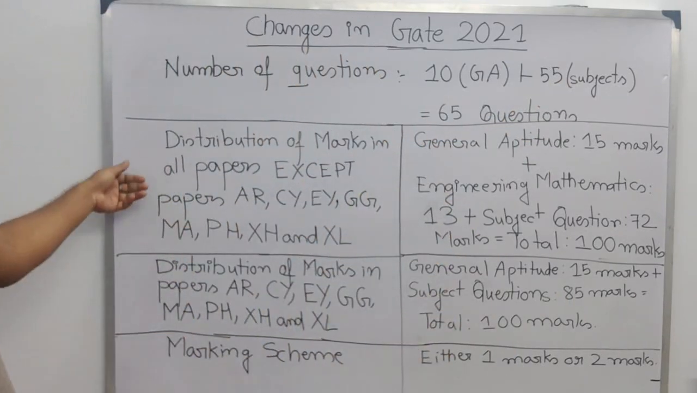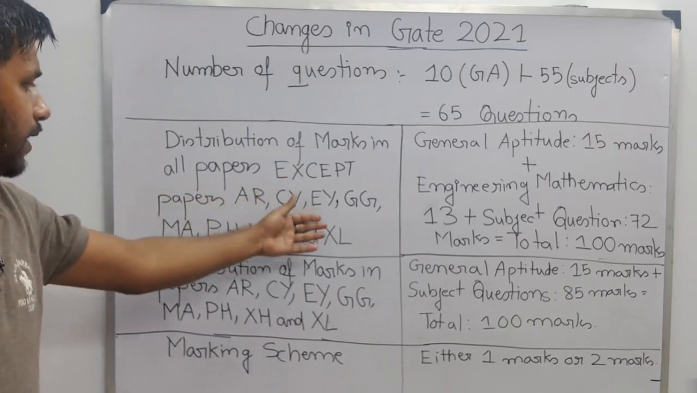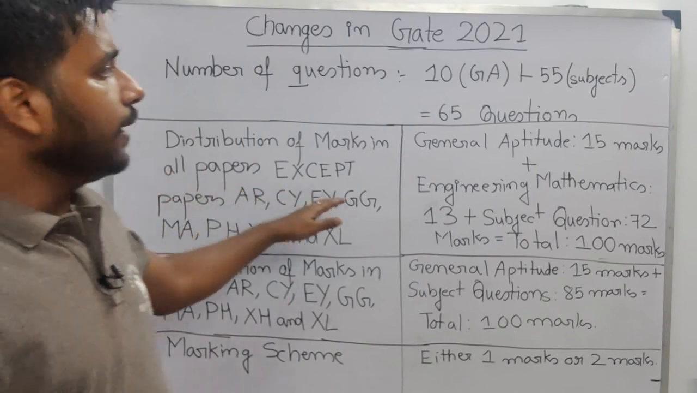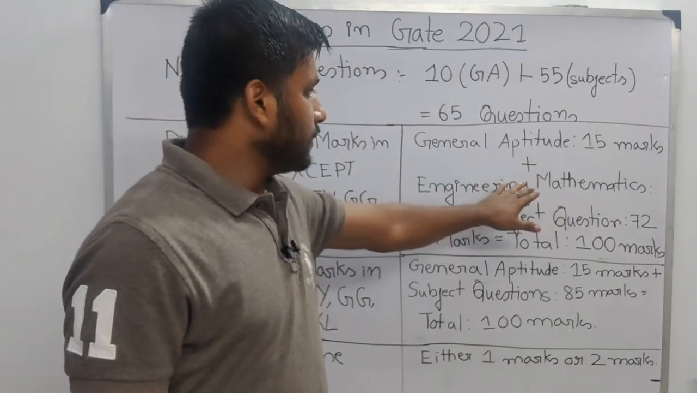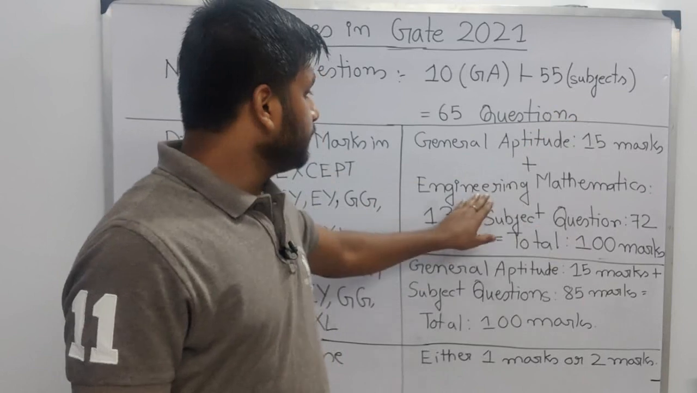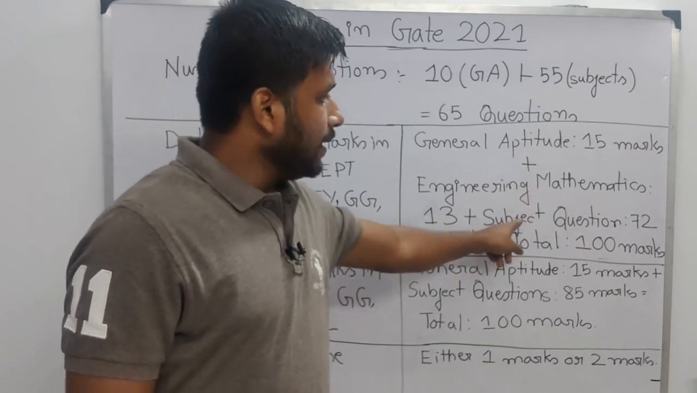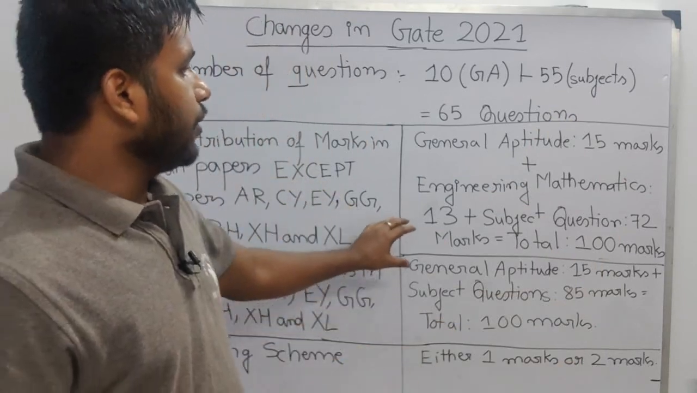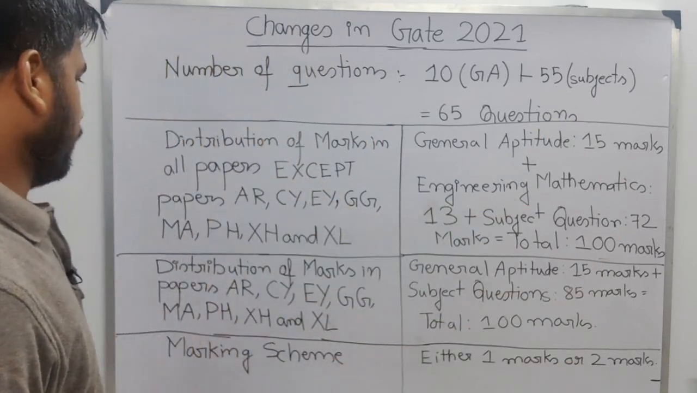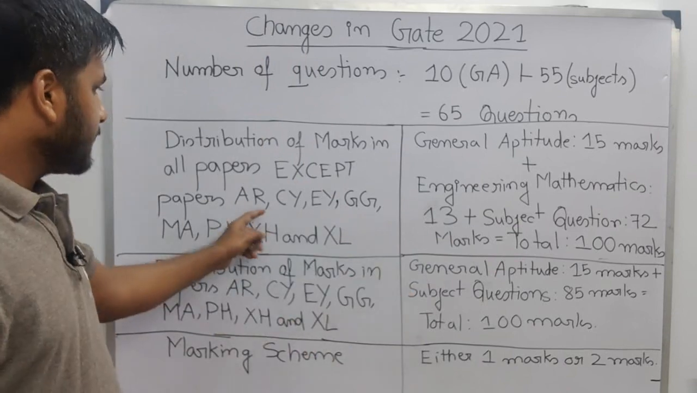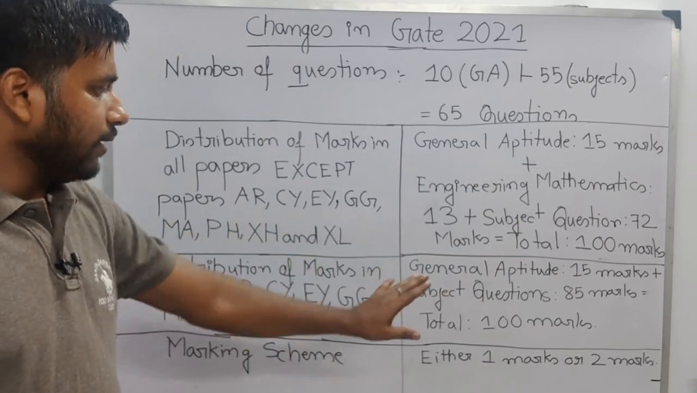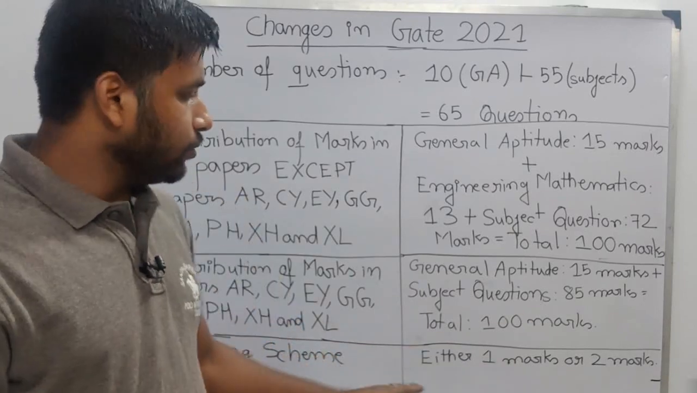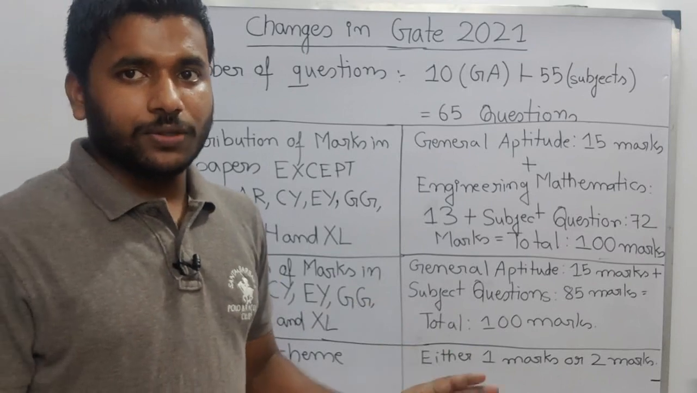So the distribution of marks in all papers except AR, CY, which have some maths and all. For CS, mechanical and others, general aptitude is 15 marks. So see, this is the highest weightage. Engineering mathematics is 13 marks, and from the subject 72 marks, so total 100 marks. For the others, they have given 15, 85 and 100. And the marking scheme is either 1 mark or 2 marks. So the questions will contain either 1 mark or 2 marks.